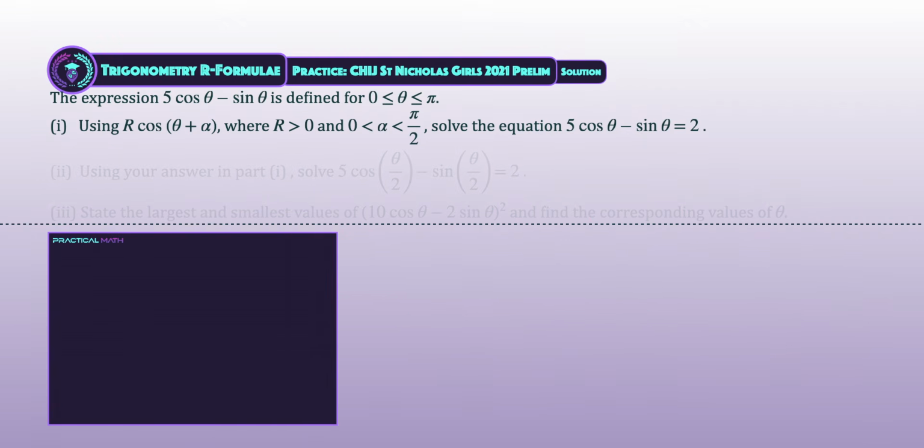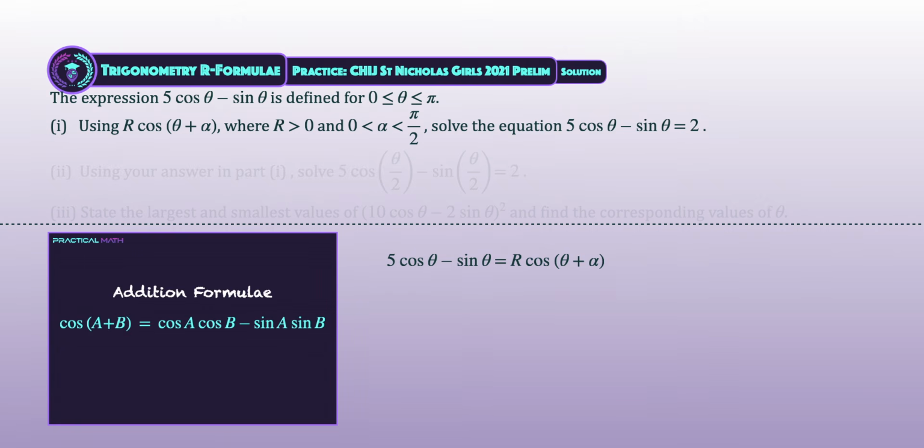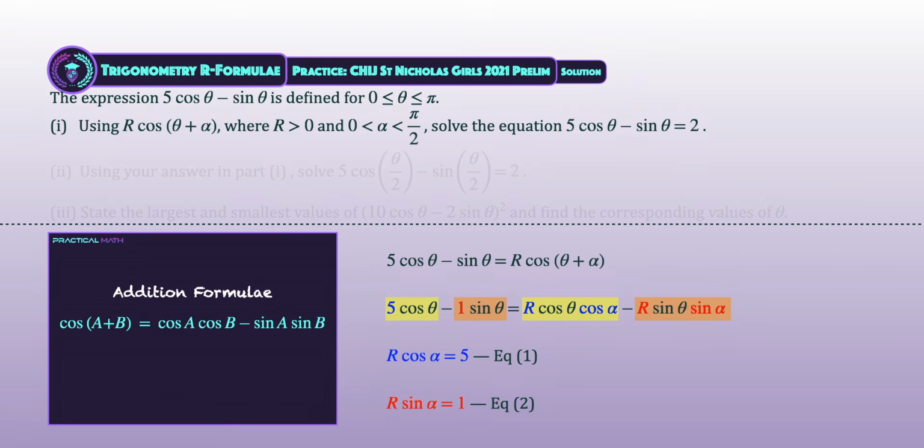We will apply the R formula by equating 5 cosine theta minus sine theta to be equal to r cosine theta plus alpha. Expanding the right hand side using the addition formula for cosine, we will have r cosine theta cosine alpha minus r sine theta sine alpha. By comparing the terms consisting cosine theta on both sides, we will have r cosine alpha to be equal to 5 as the first equation. Similarly, by comparing the terms involving sine theta on both sides, we will have r sine alpha to be equal to 1 as the second equation.